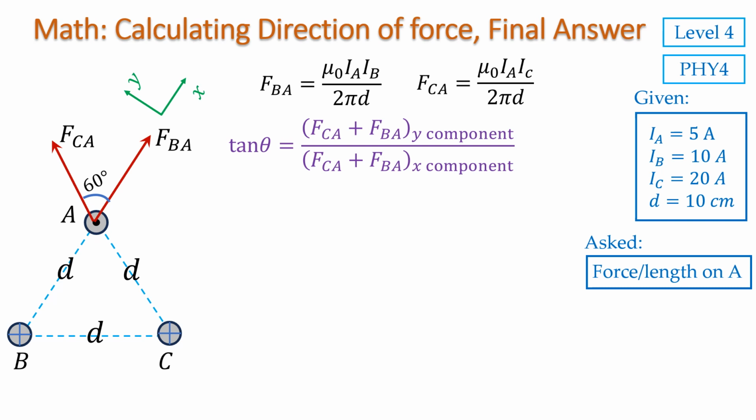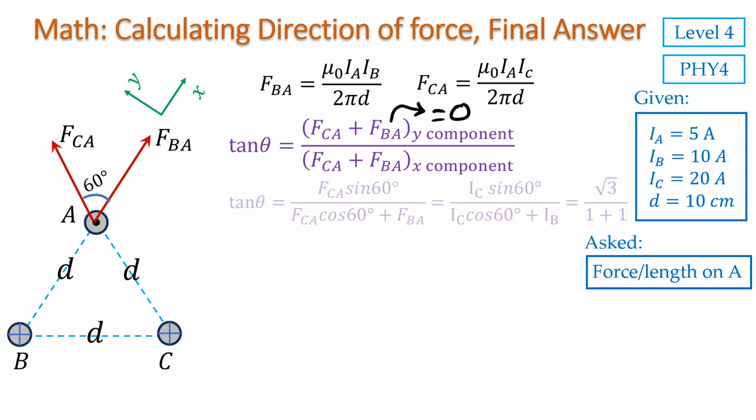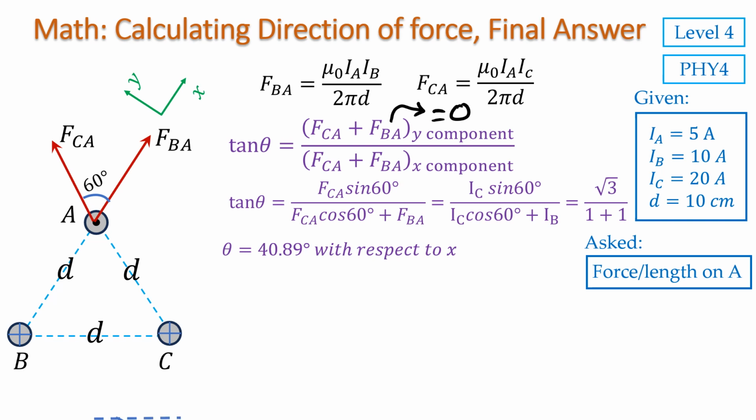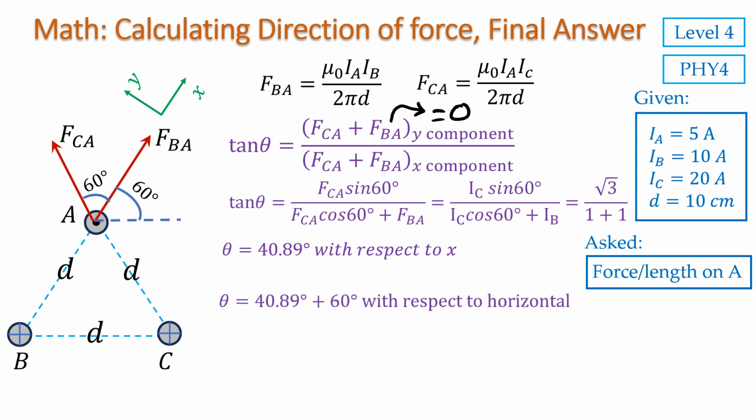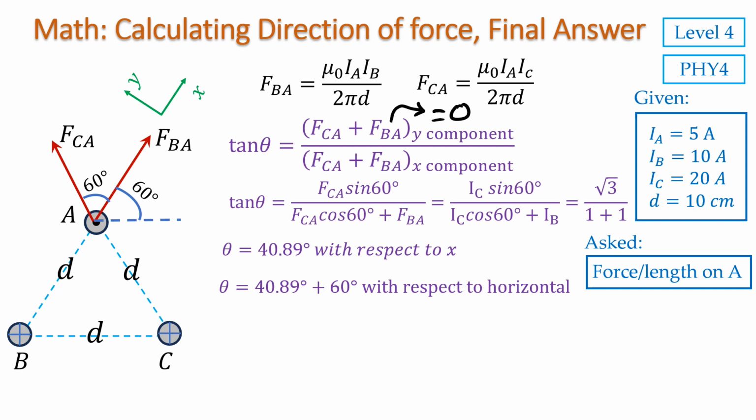The FBA has no y component. Rest is a simple calculation, and we get the angle as 40.89 degrees with respect to x. To calculate the angle of resultant force with respect to horizontal, we need to add 60 more degrees. We are now in position to write the complete answer.